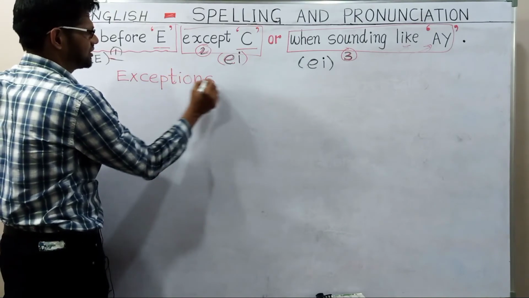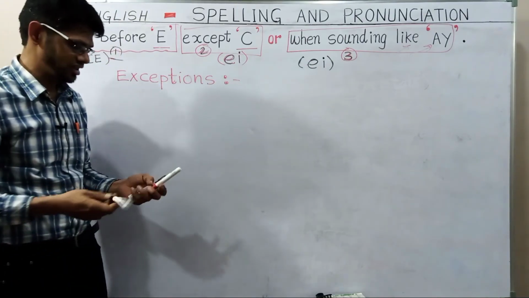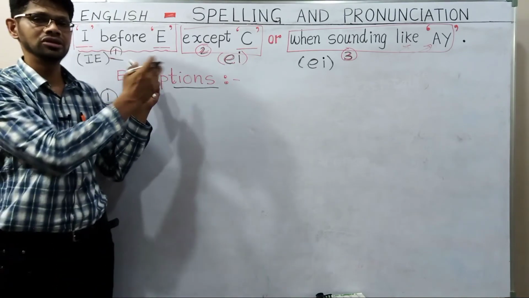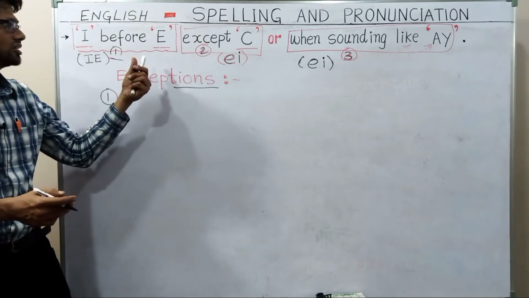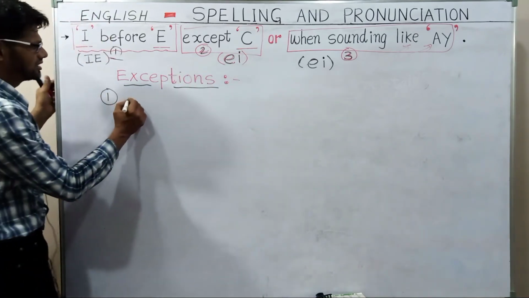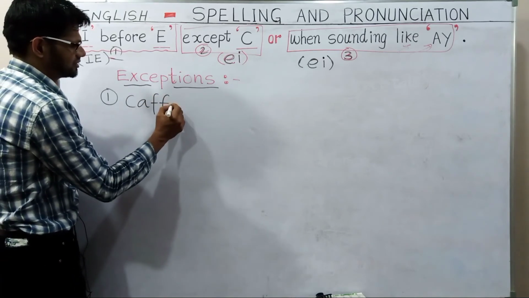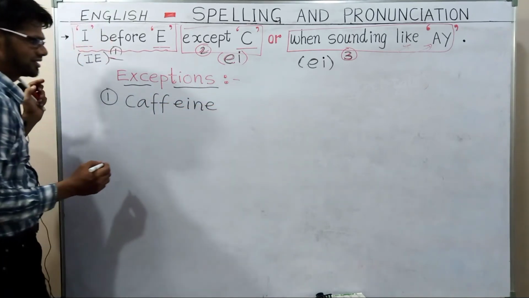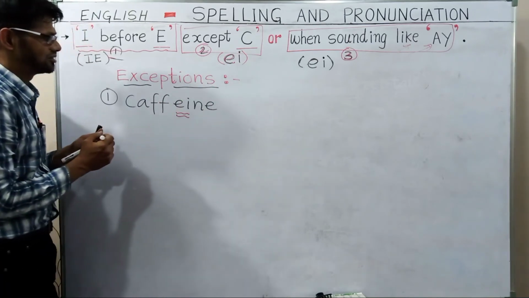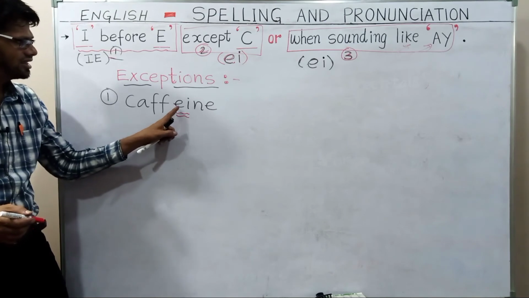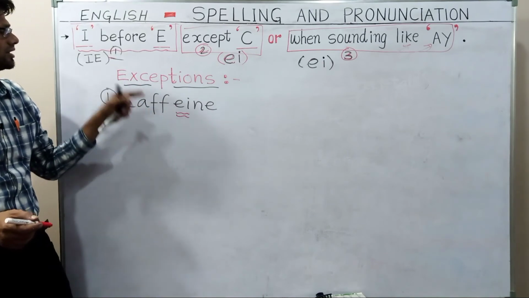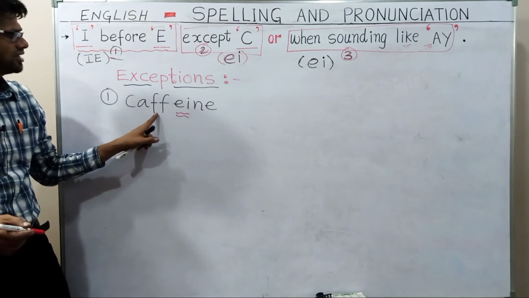In exceptions we can place a handful of words, which is easy for us to learn. These words in exceptions do not follow these rules, rules 1, 2, 3. For example, caffeine. In that you can notice E and I, but before E and I is there the letter C? No. So that is the reason these few exceptions are there, in which they do not follow these rules.